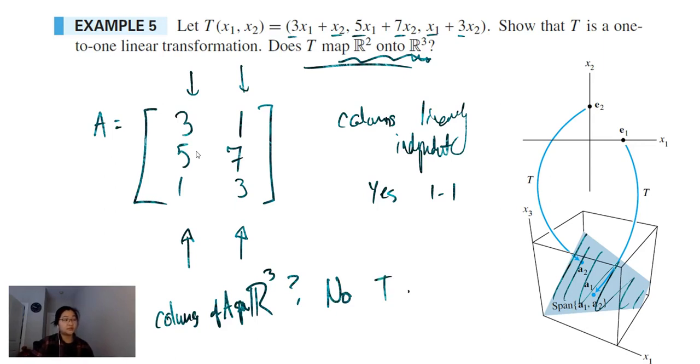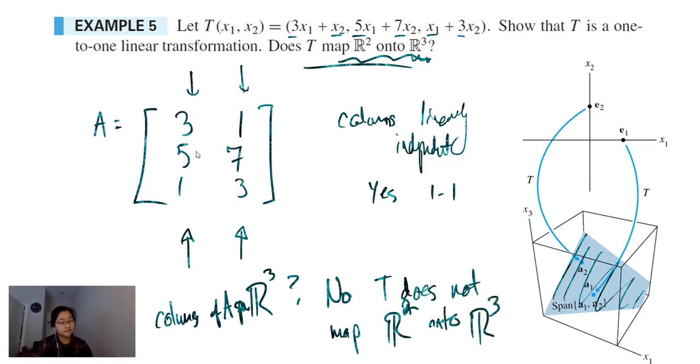So T does not map R2 onto R3. So that about does it.